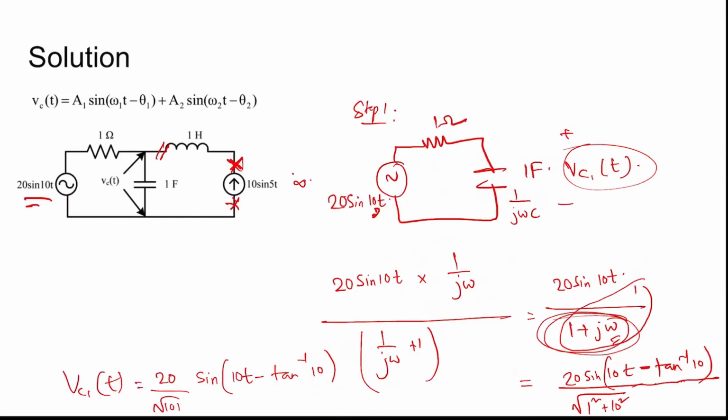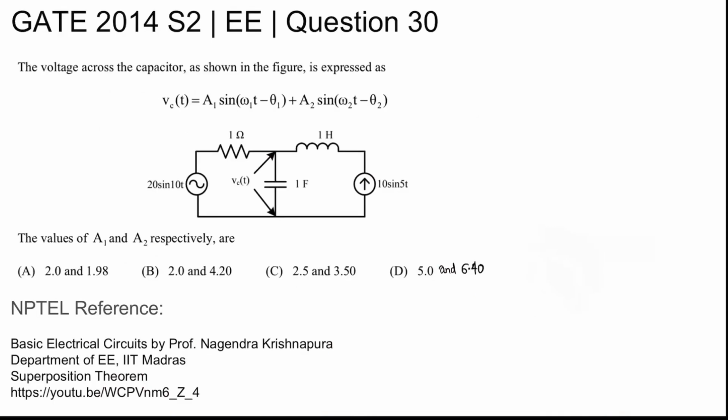So now this is A2 and this is A1. 20 by root 101 comes out as 2. So A1 is 2 and A2 is 1.98. Option A is the correct option.